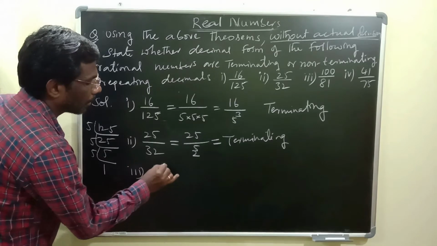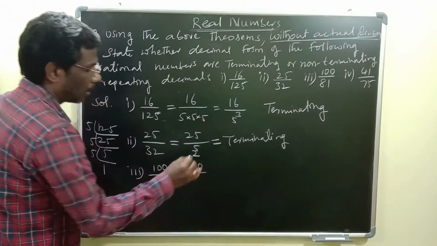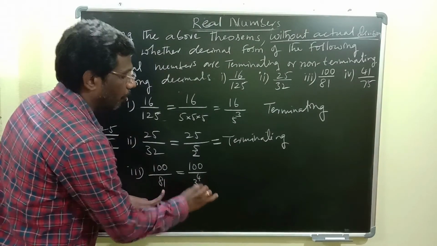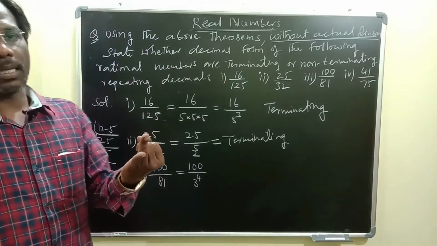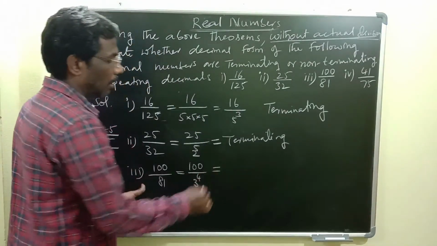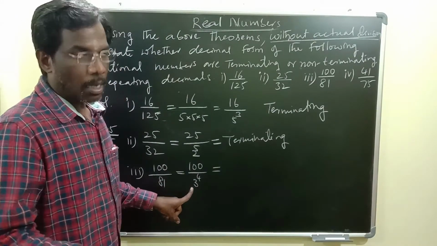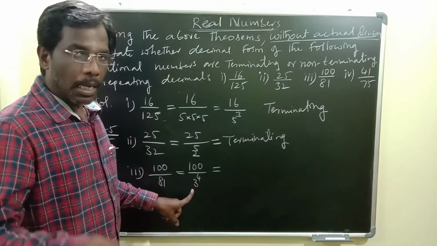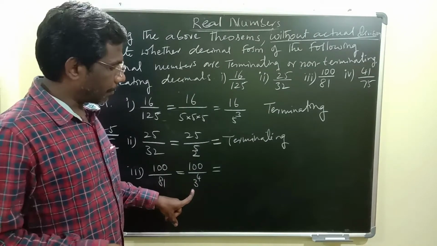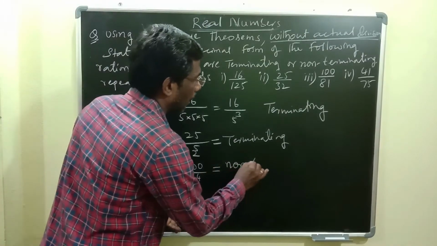The third one is 100 by 81. Write the numerator as it is. This 81 can write 3 power 4. 3 3s are 9, 9 3s are 27, 27 3s are 81. Here the denominator is not in the form of 2 power n or 5 power m or both 2 power n into 5 power m. So it is non-terminating decimal.